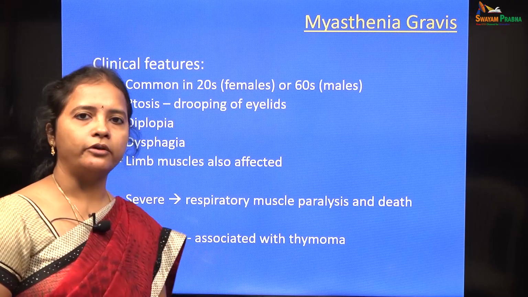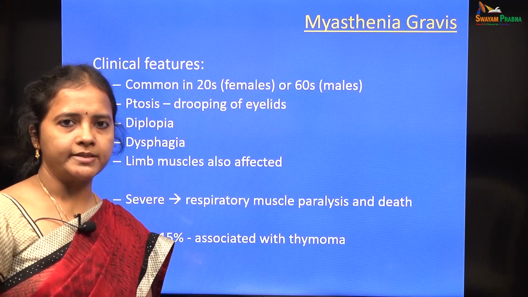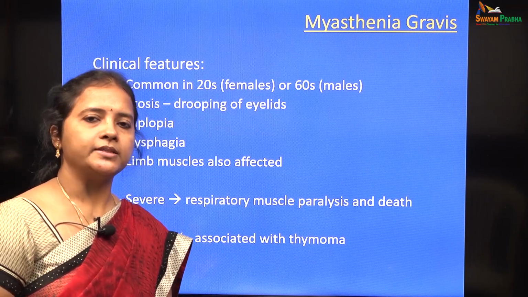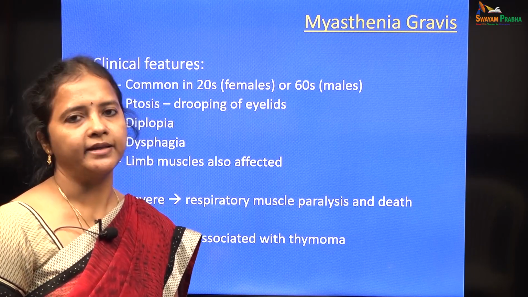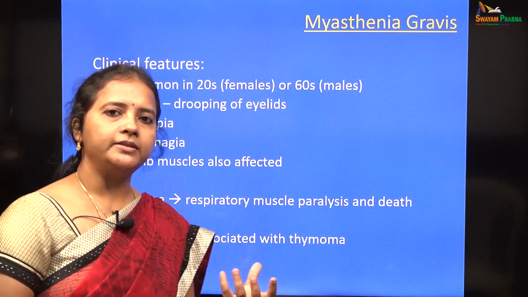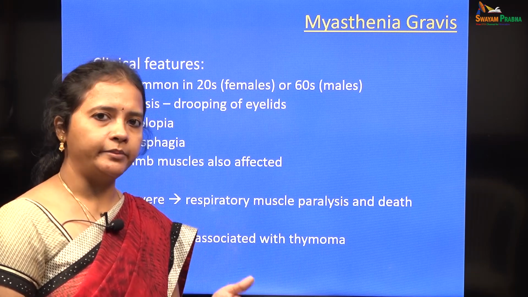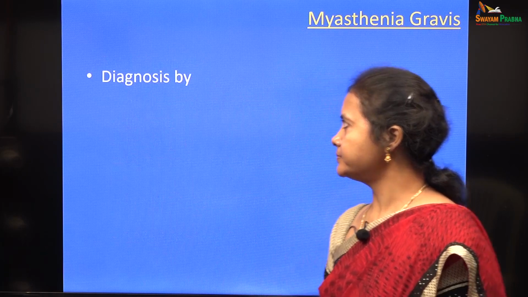10 to 15% of the conditions can be associated with a tumor of the thymus gland called thymoma. Here, the helper T cells which are synthesized from the thymus gland can cross react with the thymic proteins and act against these acetylcholine receptors. Because of that, there will be enlargement of the thymus gland. So, removal of the thymus gland, called thymectomy, can help in relieving this condition.